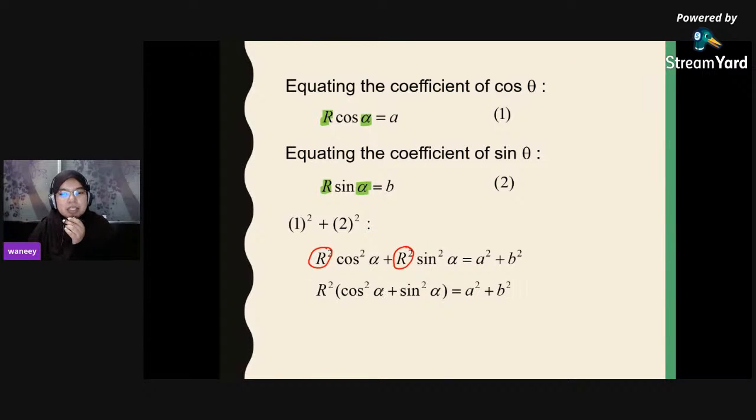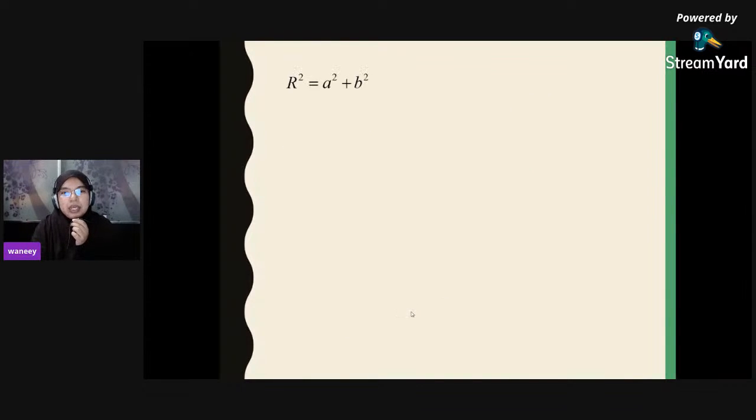And then as you can see, we got a similar angle over there. So cos square something plus sine square something, the same angle. So this is basically equal to 1. So we got r square multiplied with 1 equal to a square plus b square. And then of course we need to find out what is the value of r. So applying square root on both sides, we are going to get r is equal to the square root of a square plus b square.